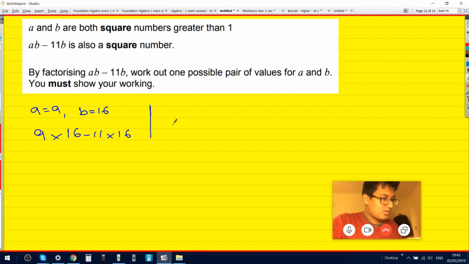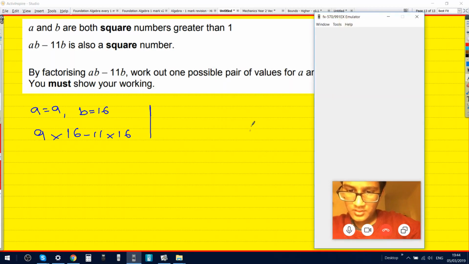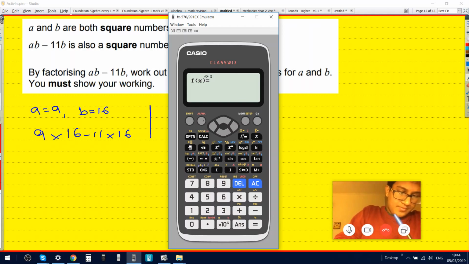Let's say 36 minus 11 times 9. No. 36. Okay, so you could take A is 36 and B is 25. That works. Okay.